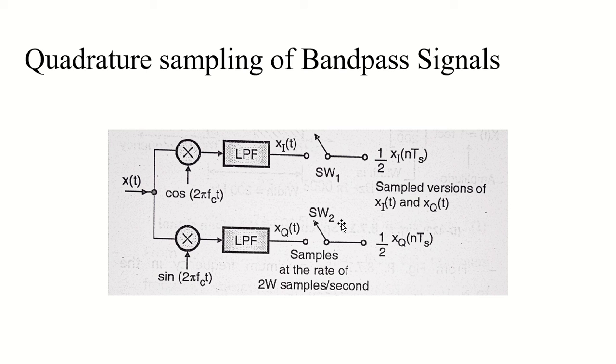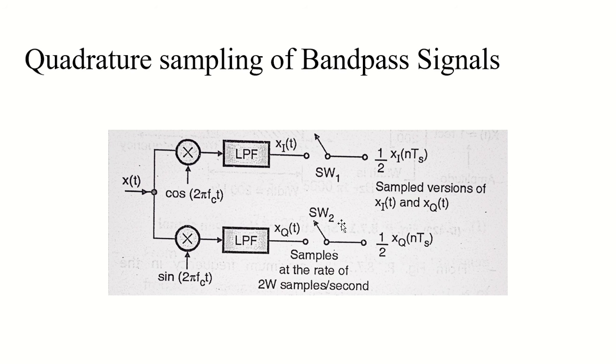Repeating one more time, a bandpass signal having a maximum bandwidth of 2 omega hertz can be completely represented in its sampled form, and it can be recovered back from the sampled form if it is sampled at a rate which is at least twice the maximum bandwidth. So that was the sampling theorem for the bandpass signals.